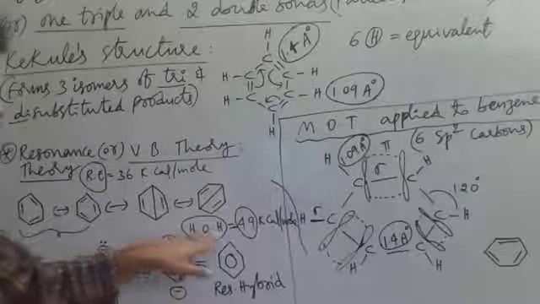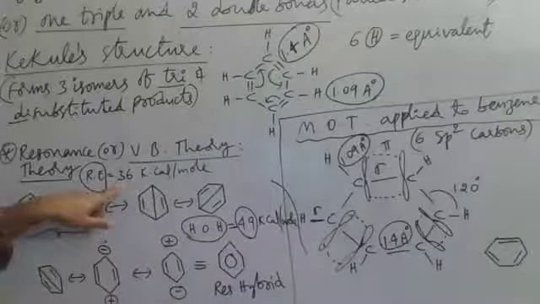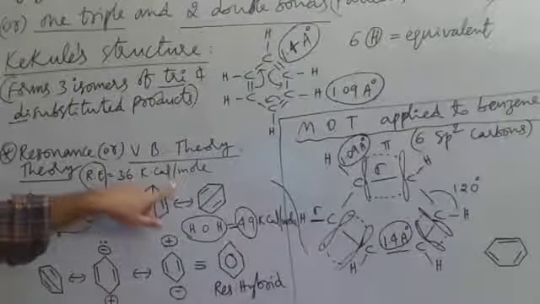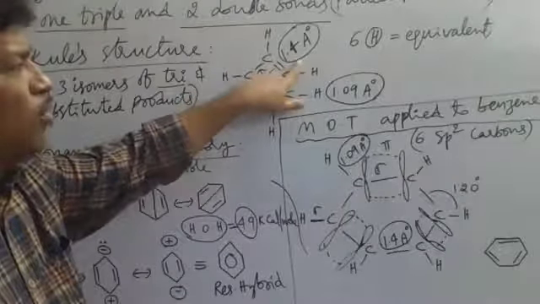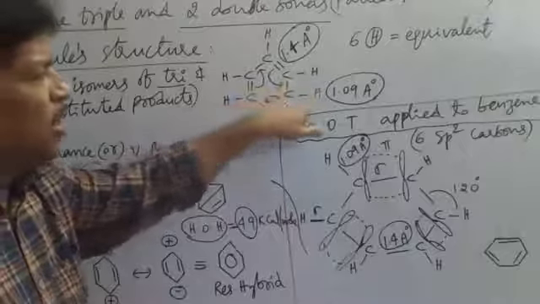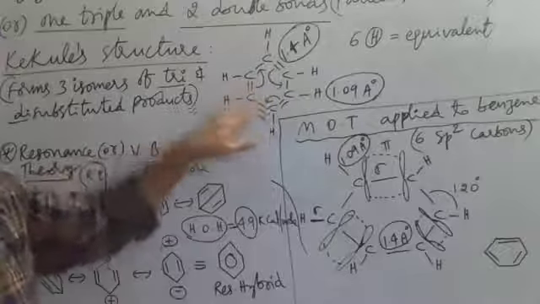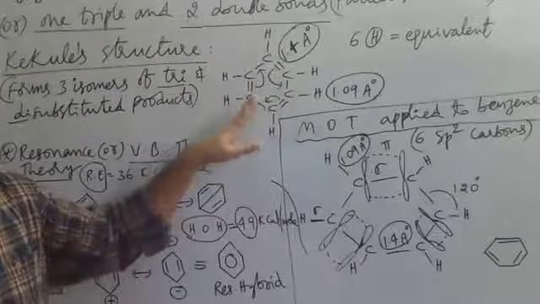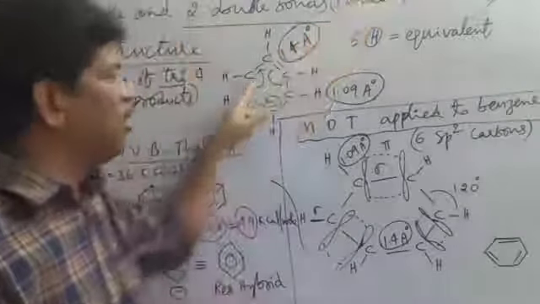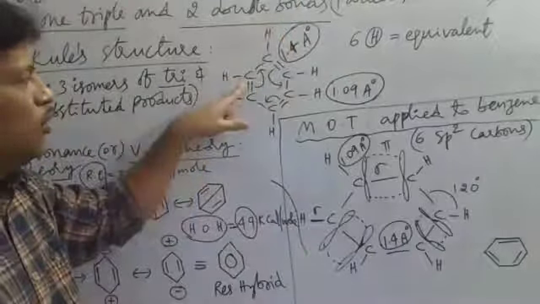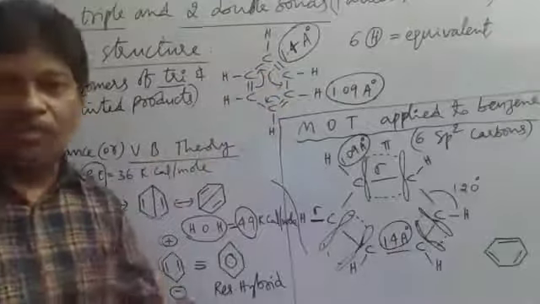Okay, so these values you have to remember. The heat of hydrogenation of benzene is 49 kilocalorie per mole, and the resonance energy of benzene is 36 kilocalorie per mole. The carbon-carbon bond length is 1.4 angstroms, and the carbon-hydrogen bond length is 1.09 angstroms. How many pi bonds in benzene? 3 pi bonds, 3 double bonds. Every double bond contributes 1 degree of unsaturation, so 3 double bonds indicate 3 degrees of unsaturation.